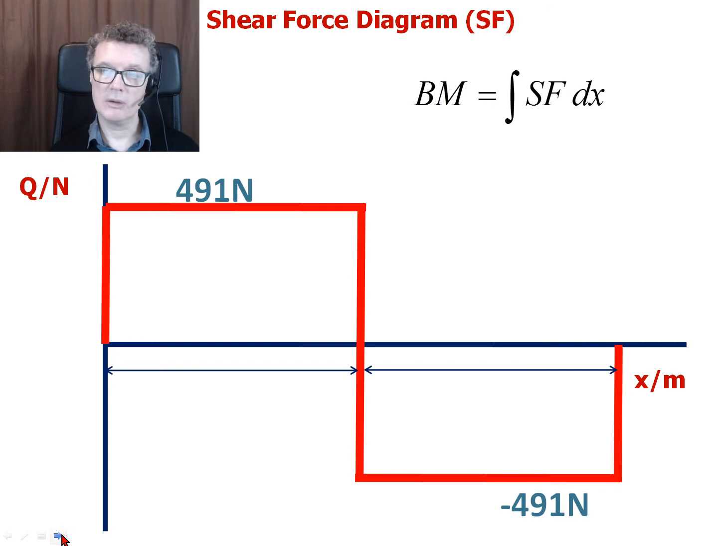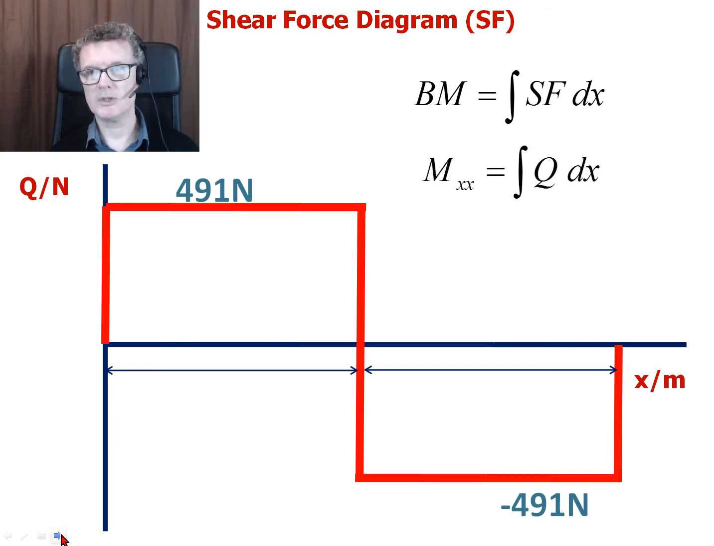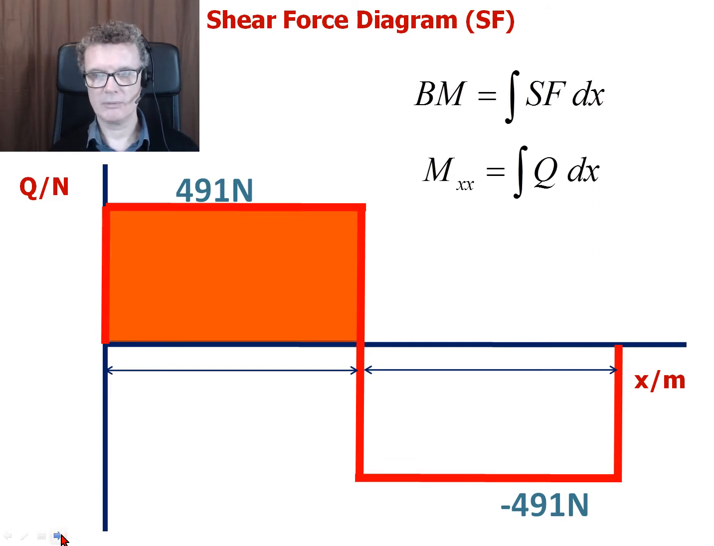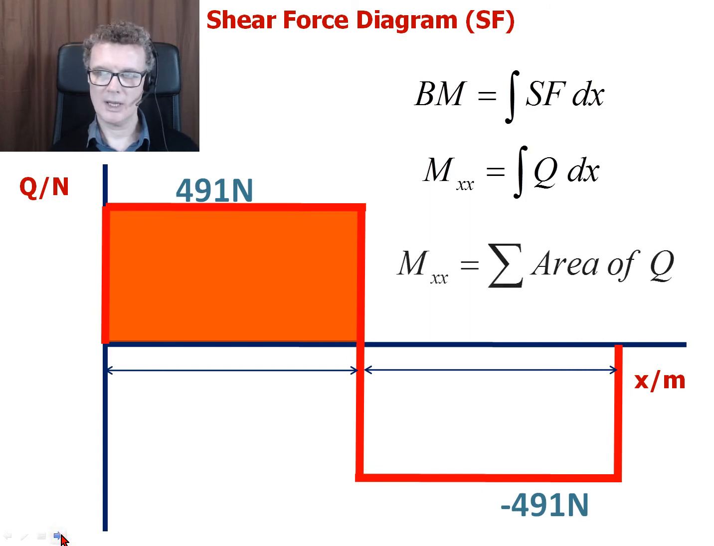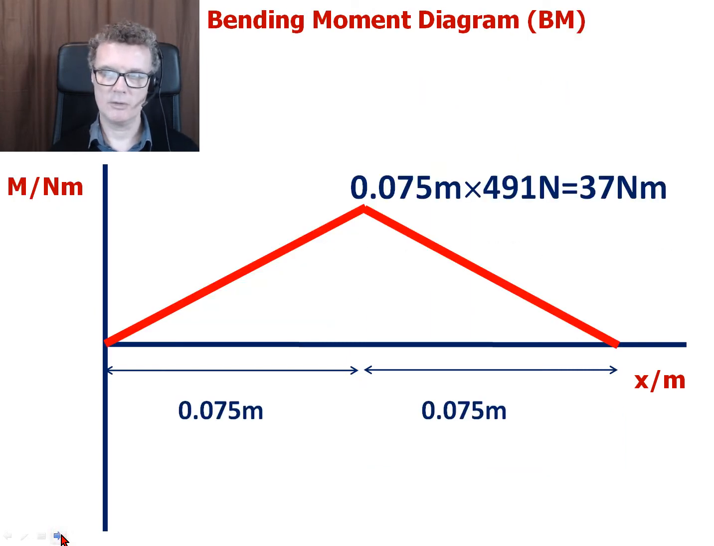bending moment value. So remember that the bending moment value is the integral of the shear force diagram. So in symbols, that's M is the integral of Q with respect to delta x. So it's that area there. That area there is relatively straightforward to find. That's just going to be 0.075 times by the 491. So it gives me a bending moment of 37 Newton meters.